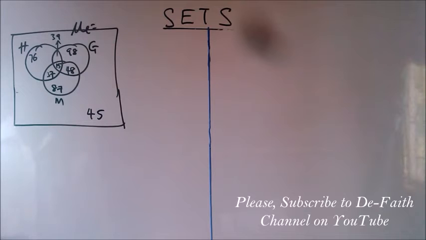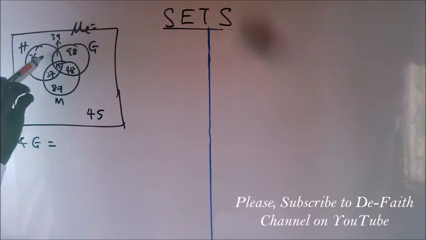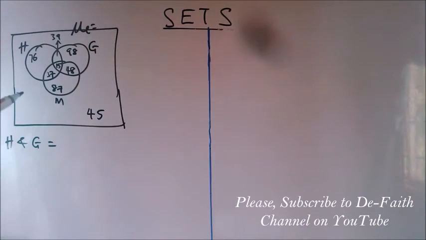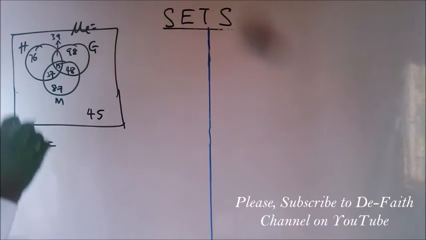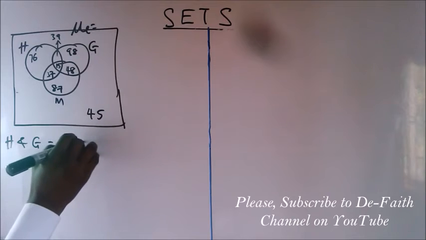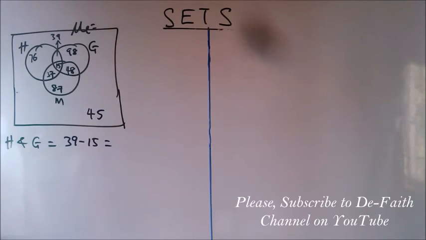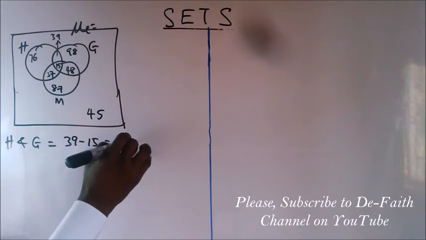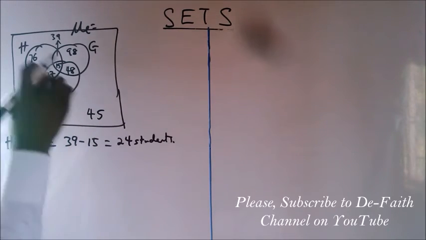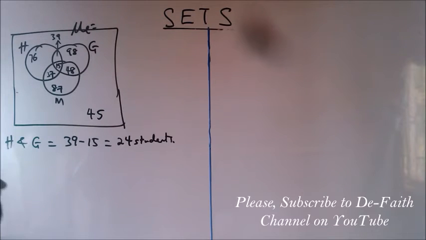The first thing we need to do is, this 15 is for those that like the three subjects. To get those that actually like history and geography, now, this 39 we have here is not only for history and geography. Rather, there are some coming from mathematics, which are included here. And so to get that, we'll have 39 minus 15, that gives 24 students. And so those that love history and geography only are 24 students.